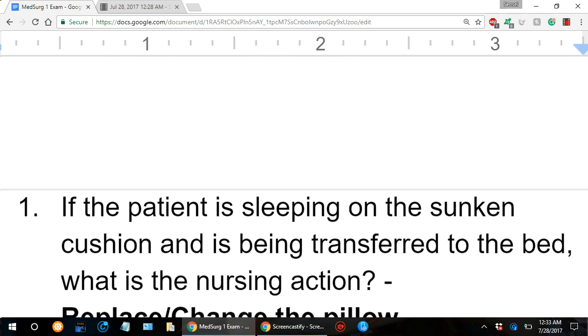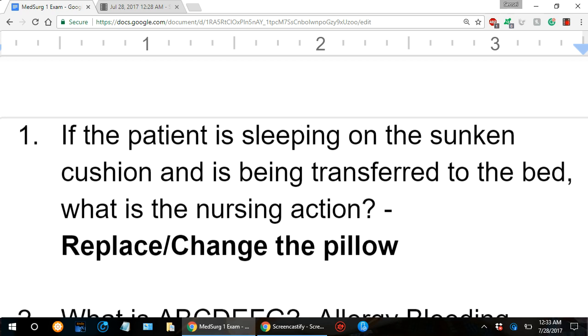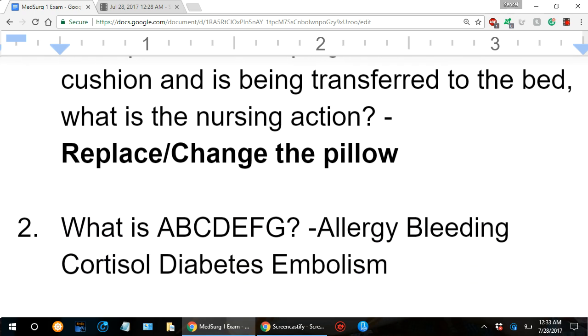If the patient is sleeping on a sunken cushion and is being transferred to the bed, what is the nursing action? The answer is to replace or change the pillow.